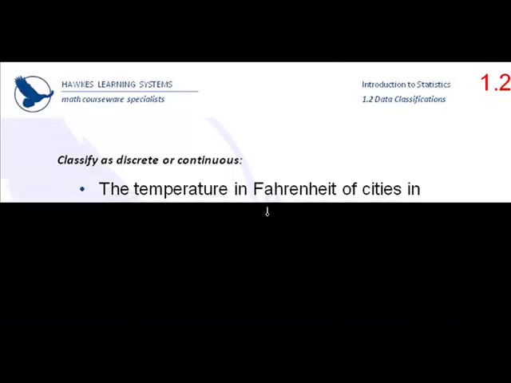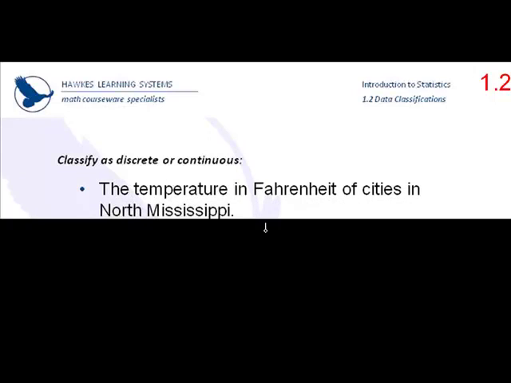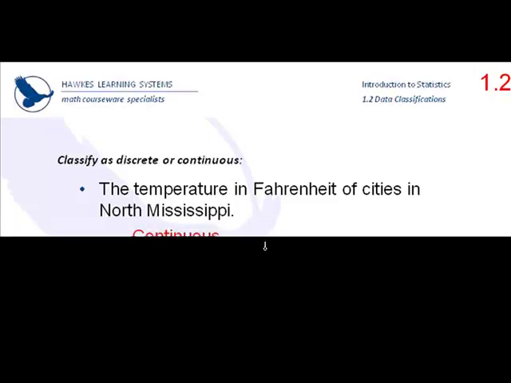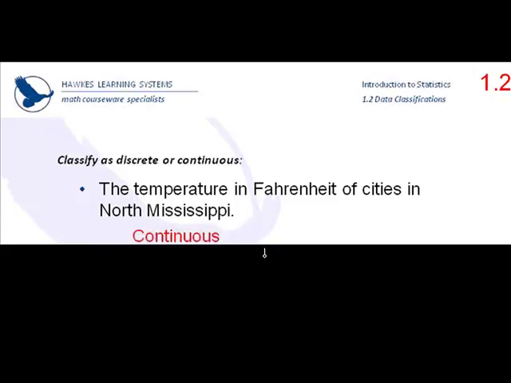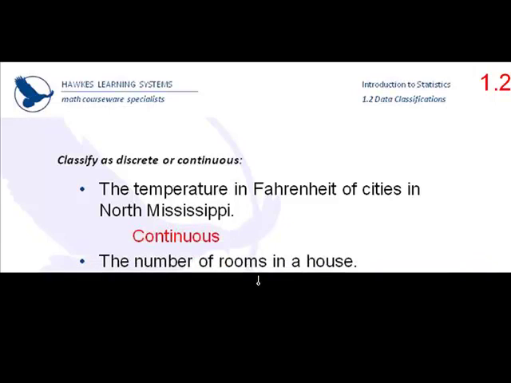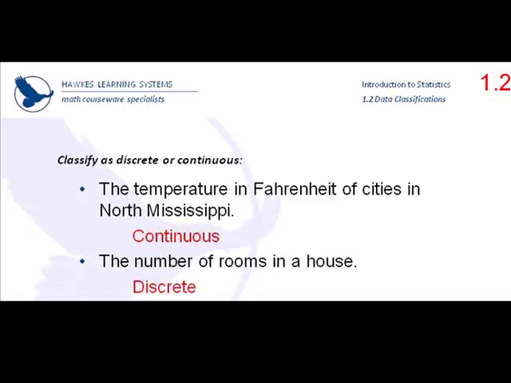You try some. Classify these as discrete or continuous. The temperature in Fahrenheit of cities in North Mississippi. Do you count the temperature or do you measure the temperature? You measure it with a thermometer, it's continuous. The number of rooms in a house. Do you count them or measure them? Counting the number of rooms makes it discrete.